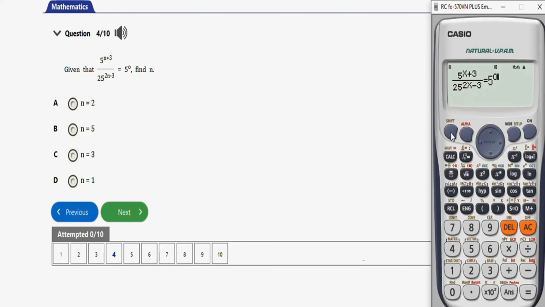Let's solve this by shift and this calc button. When you get here, assign x to be 0, very, very important. So let's press equal to now to see the output. So we have it with 3. Our n is 3. It's as simple as that, option C. So that's it for this question.